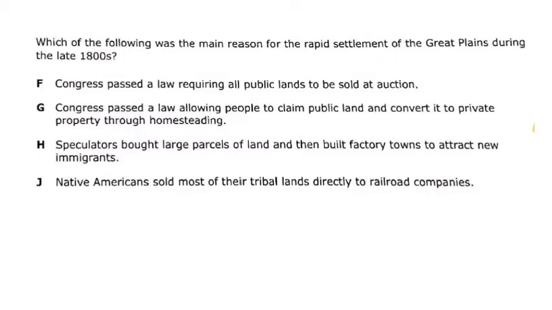Let's look at some of our EOC questions pertaining to this standard. In this question, it asks, which of the following was the main reason for the rapid settlement of the Great Plains during the late 1800s? So this question is referring to the Homestead Act, which encouraged Americans west to claim public land so they could convert it into private property through farming. So we're looking for homesteading. The keyword's homesteading, which refers to the Homestead Act. So the answer here would be G.